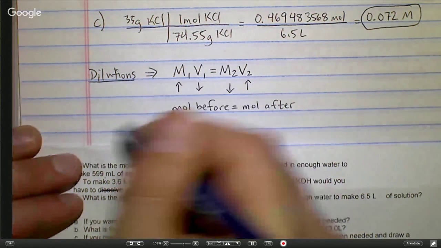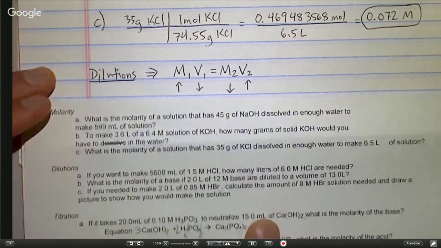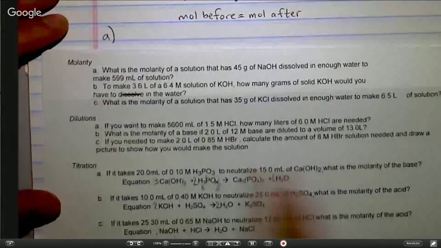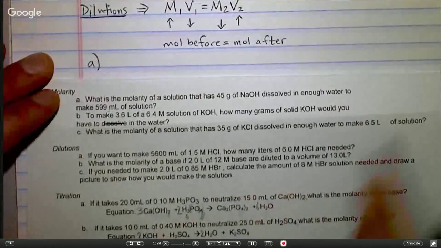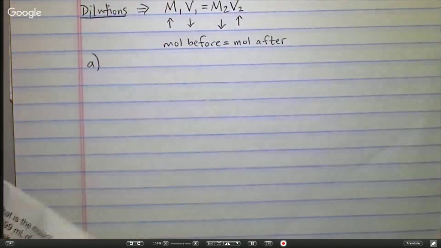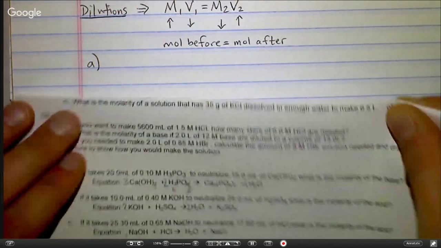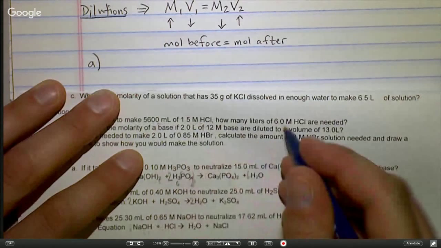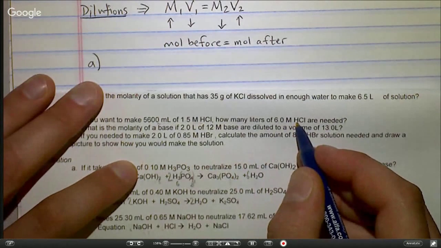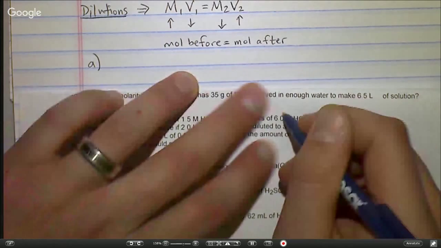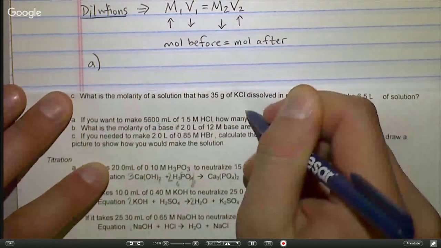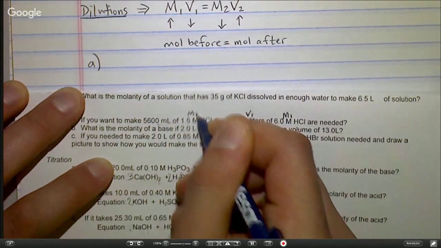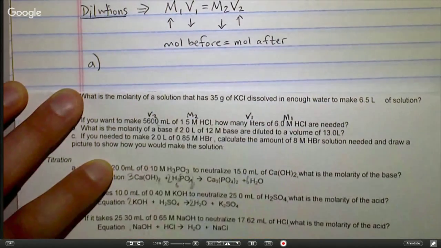So in A, we have, if you want to make a solution, you want to make 5,600 milliliters of a 1.5 molar HCl solution, how many liters of 6 molar HCl are needed? 6 molar is bigger, so that's M1, and the corresponding volume with it is V1. And then 1.5 is M2. The corresponding volume with it is V2.